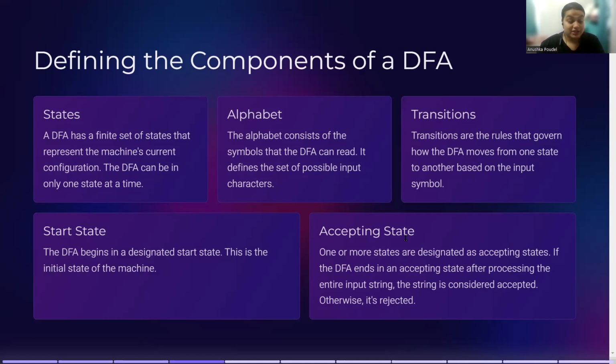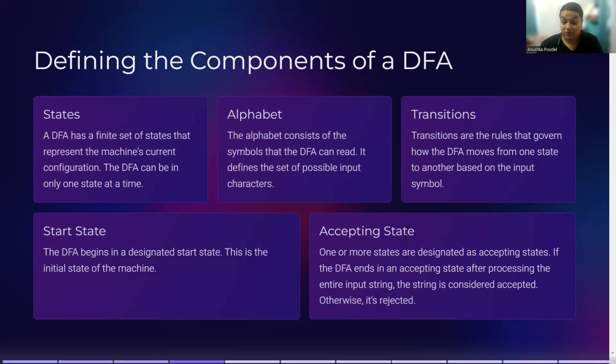Alphabet: the alphabet is the set of symbols that the DFA can read. It defines a set of possible input characters. So alphabet is nothing but the symbols, like in our daily world we have A, B, C, D. Alphabets here are recognized as symbols that we can read. We have another thing called transitions. What are transitions? Transitions are the rules that govern how the DFA moves from one state to another based on the input symbol. And we also define a transition function in order to understand what a transition is.